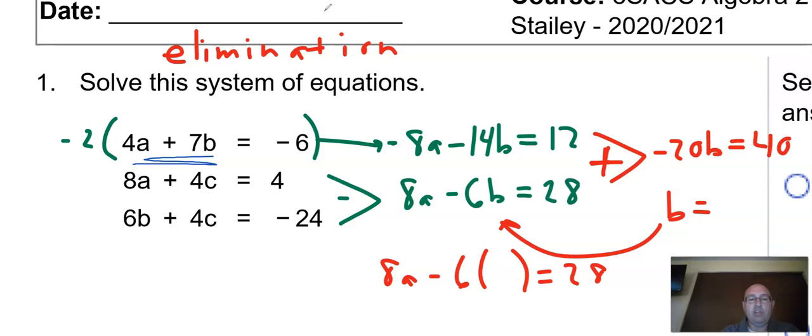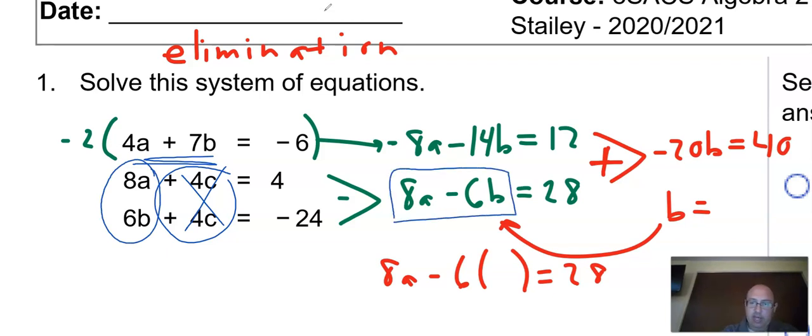Then I look at the bottom equation and I go, oh, look, they both have the same C's. So we can do addition or subtraction, but in this case, subtraction would be the easiest because 4C minus 4C is going to make those two things disappear. Well, if you do 8A minus 6B, guess what? You get 8A minus 6B. And then over here you get 4 minus negative 24, and 4 minus negative 24 is obviously 28.